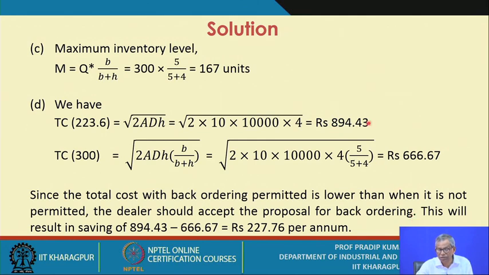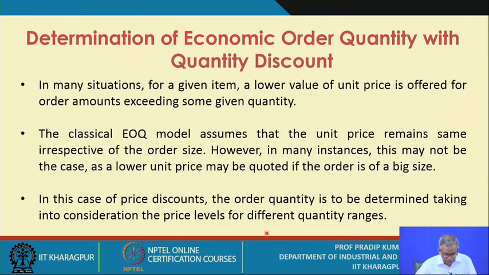Is it okay? So here the cost is this one, whereas if you allow the back ordering, that means the cost has come down, and the difference is substantial. So this will result in saving of this one minus this one, that means 894 minus 666, that means approximately 227 rupees per annum.